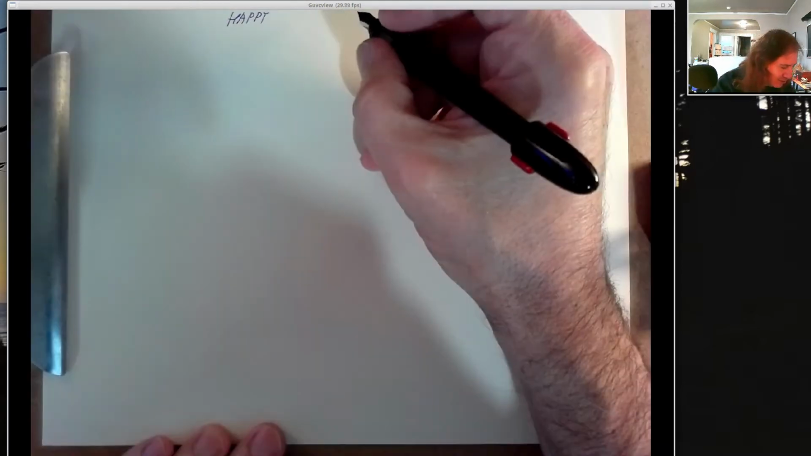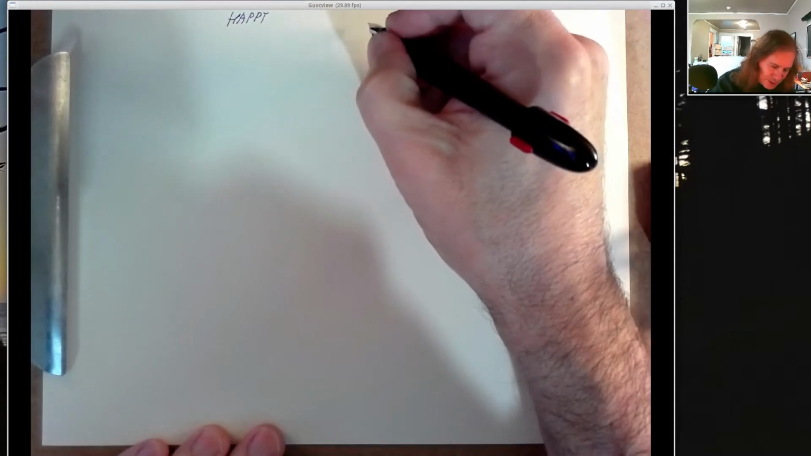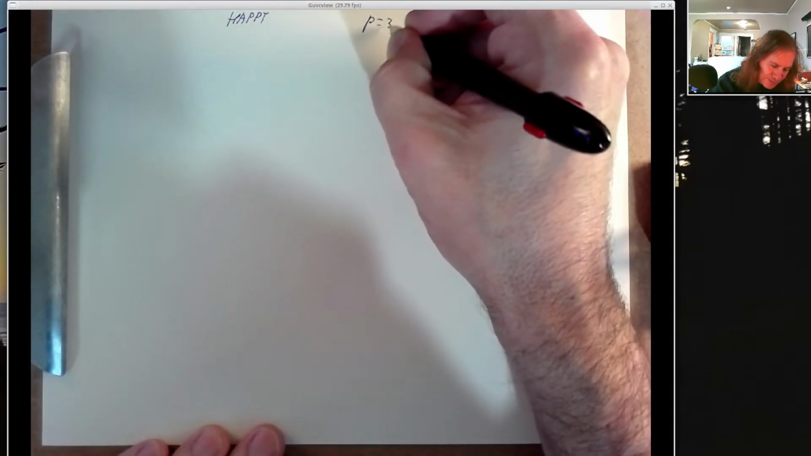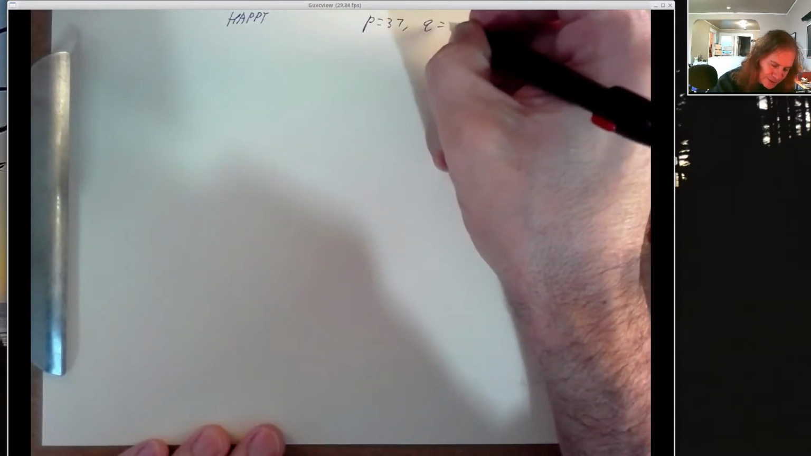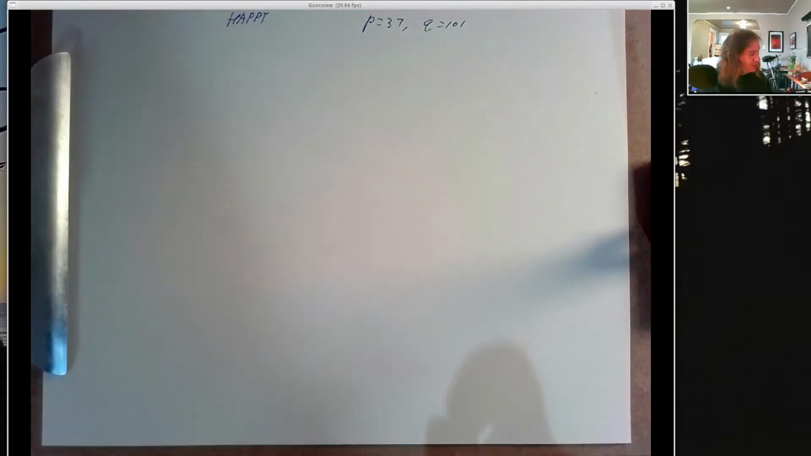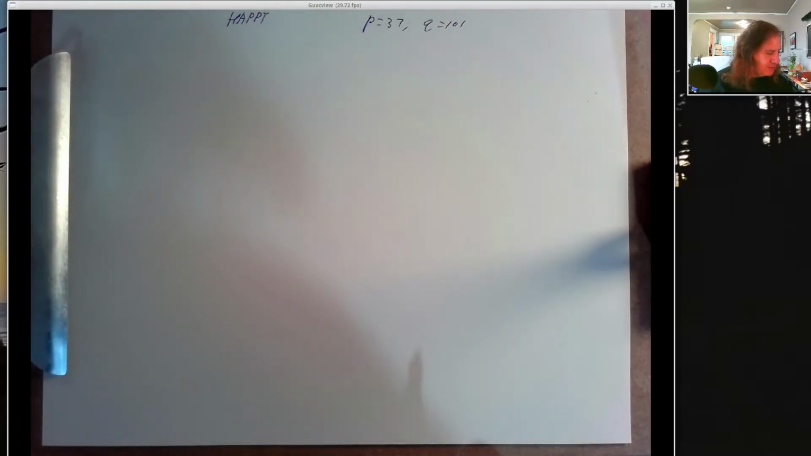Okay, so I'm going to start off with some extremely large primes. P is going to be 37, Q is going to be 101. A 3-digit prime, how about that? Right. So in practice, these would be several hundred digits, and we'd be using a computer to do this. So I've got pretty small numbers here, but it'll make this doable by hand.